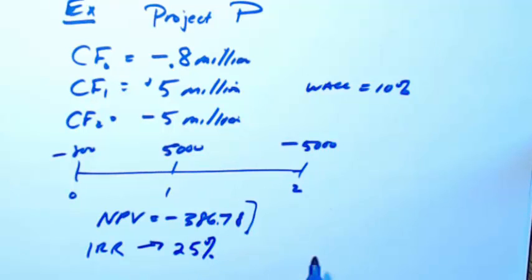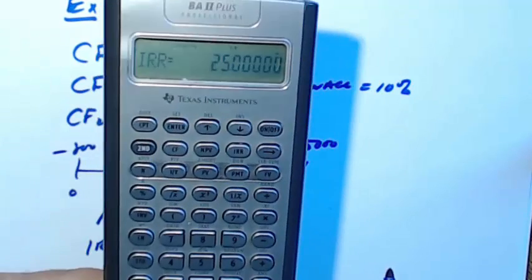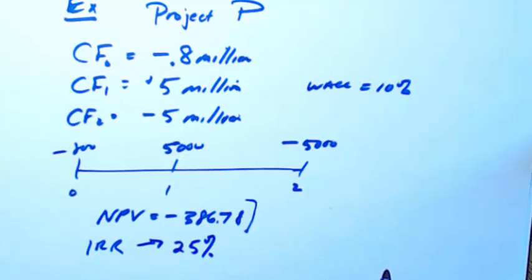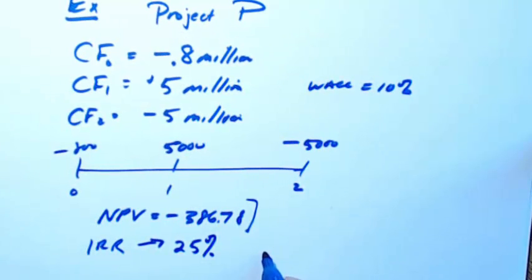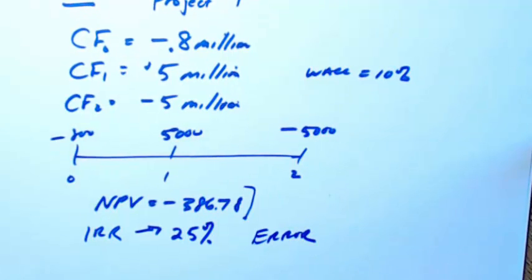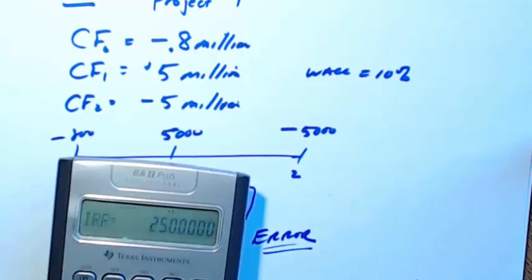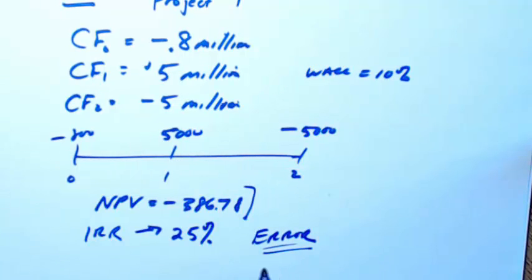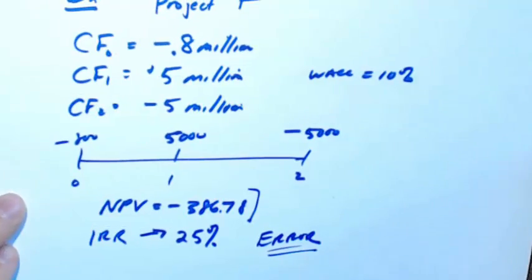It turns out if you have other calculators besides this one, the BA2 Plus, you may get an error. Your screen may say this, or it may just go blank and stay blank. It may give you an error. And the reason why it's giving you an error is that there's more than one internal rate of return, and your calculator can't figure out which one to use, and it gets confused basically. Let me show you why.